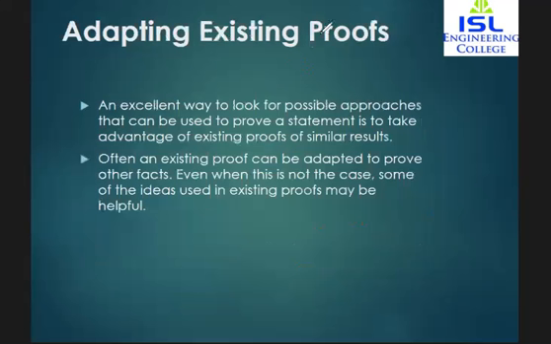Now, whether we are using forward reasoning or backward reasoning, I have said that we will be using theorems. What are theorems basically? Theorems are basically something which is known as an existing proof. They already exist. We can take a theorem, and with the help of it, we can create our conclusion. We can prove that our conclusion is true. Often an existing proof can be adapted to prove other facts.